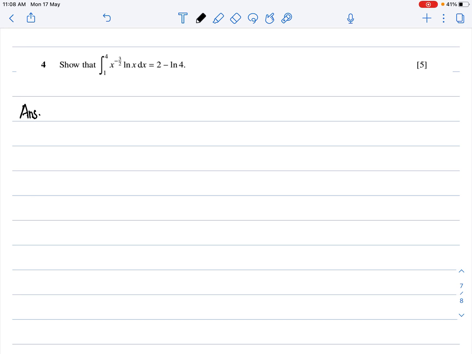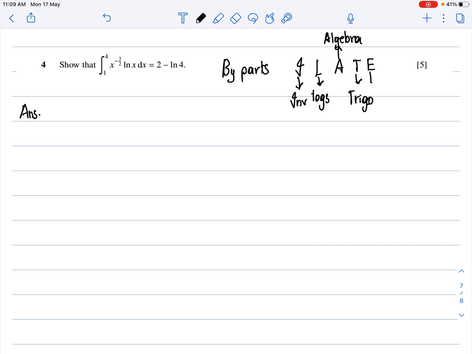This is the fourth question of the paper. As you can see, it's a further integration question. In further integration, this is not a partial fraction question, nor a substitution question. It's basically something called integration by parts, which has a thing called ILATE, where I means inverse, L means logs, A means algebra, T means trigo, and E means exponents.